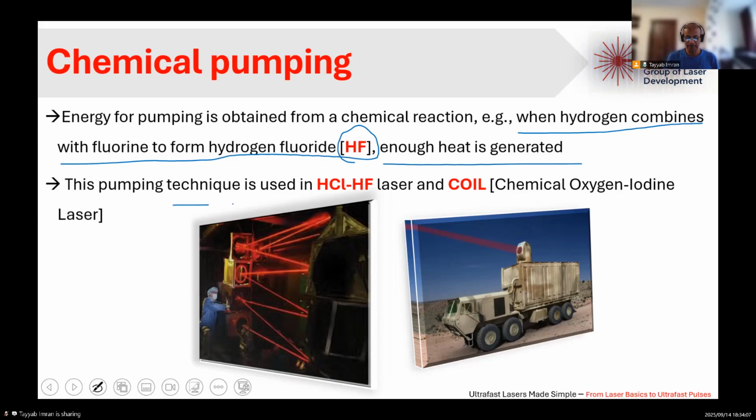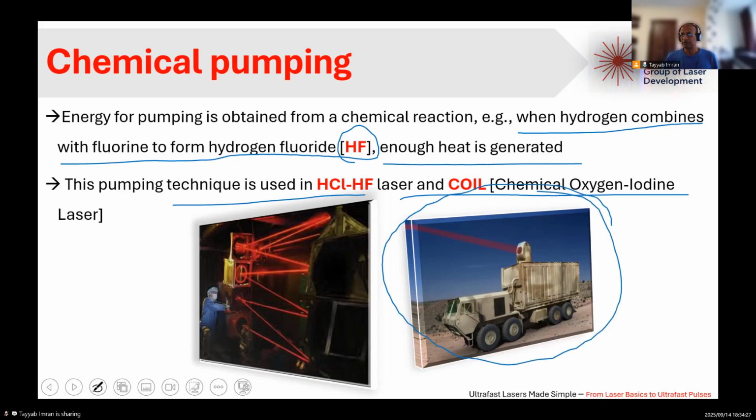And in the case of HCl and HF, and COIL, chemical oxygen iodine laser, they keep all the chemicals separate and then they combine, the reaction happens, and then you can have laser action. Usually, as I mentioned, the chemical lasers are very powerful lasers. Weapon grade lasers. Now they have other solid state lasers, but in the beginning when they started, because this was the dream for the Defense Department to have a weapon grade laser, they used chemical lasers.